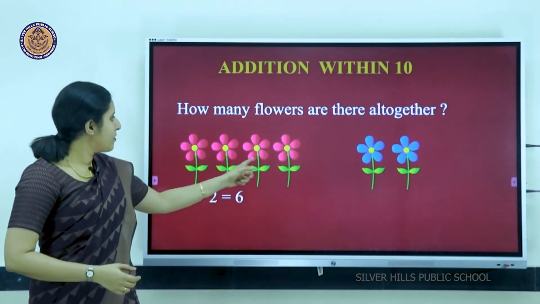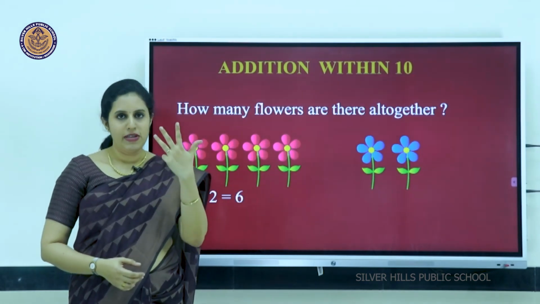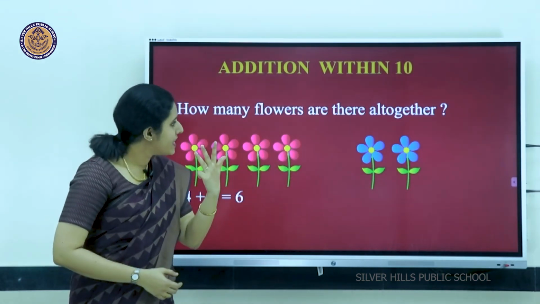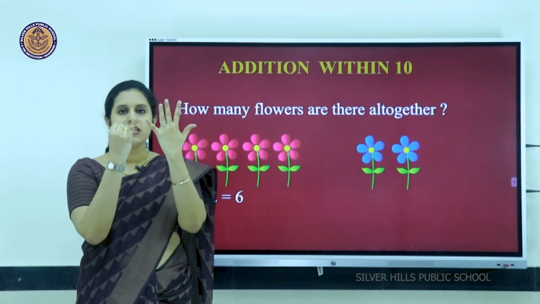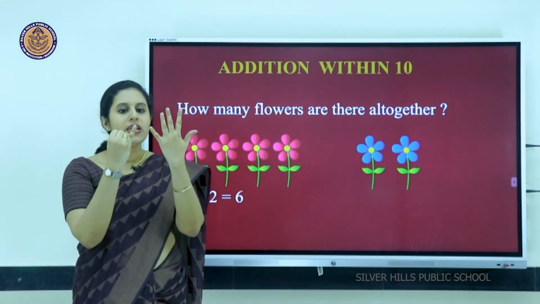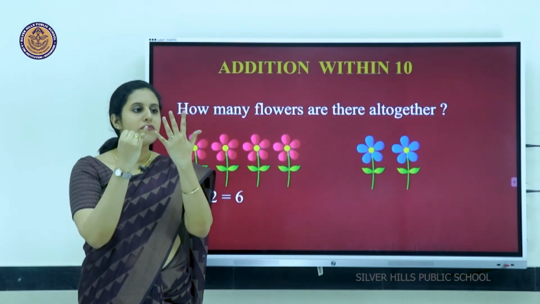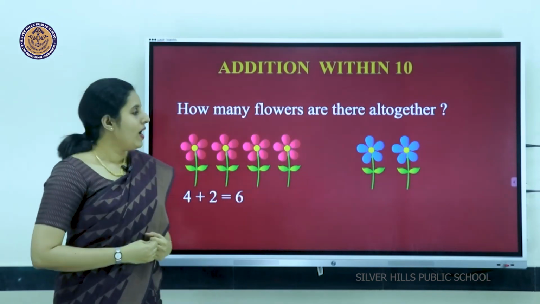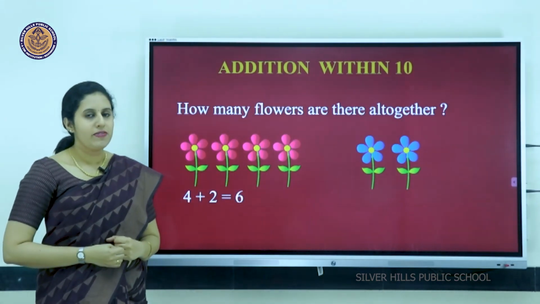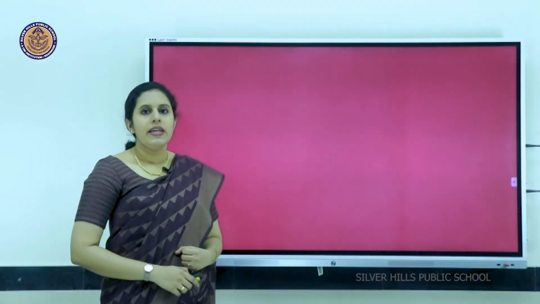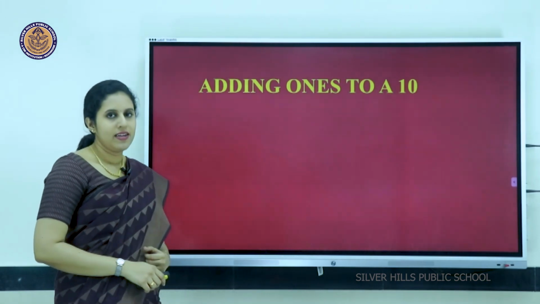Yes, since there are 4 pink flowers, you take 4 fingers on your hand. Since there are 2 blue flowers, you take 2 more fingers up. Now when you count together, you count 1, 2, 3, 4, 5 and 6. So how many flowers altogether? Yes, 6 flowers altogether. Now let's see adding ones to a 10.